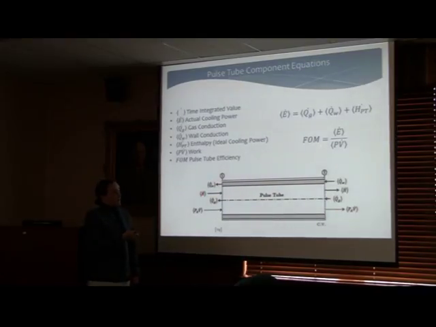And then the figure of merit, which is a way to measure the efficiency of the pulse tube component specifically. It's going to be this enthalpy minus the losses that we have, over the ideal, just the ideal refrigeration of the pulse tube.